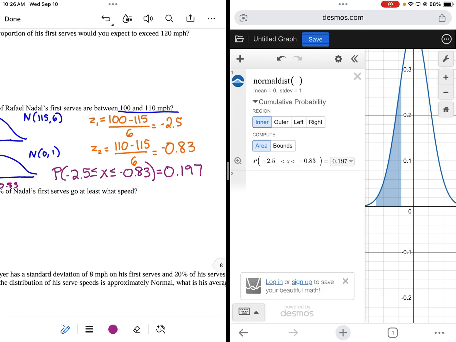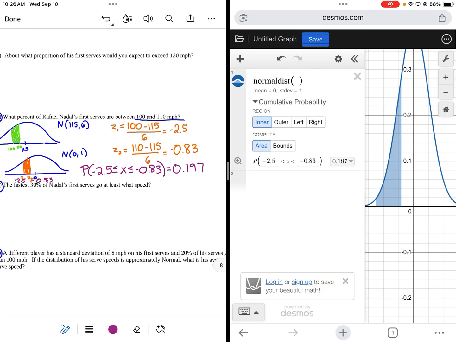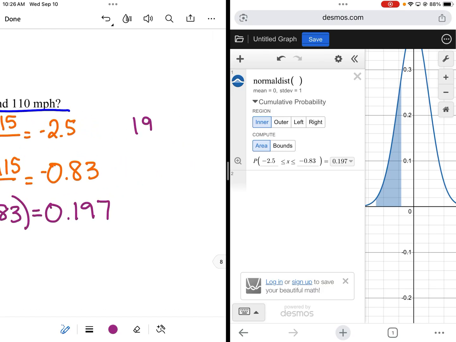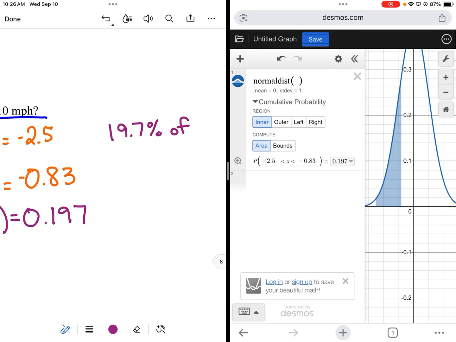So then we would just need to answer the question. It says, what percent of Nadal's first serves are between 100 and 110? So we would change this to a percent. And so that would be 19.7% of serves are between 100 and 110 miles per hour, mph.